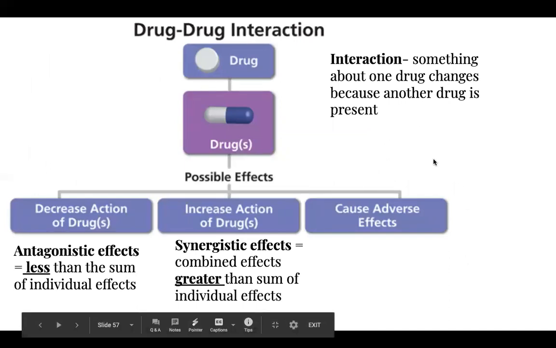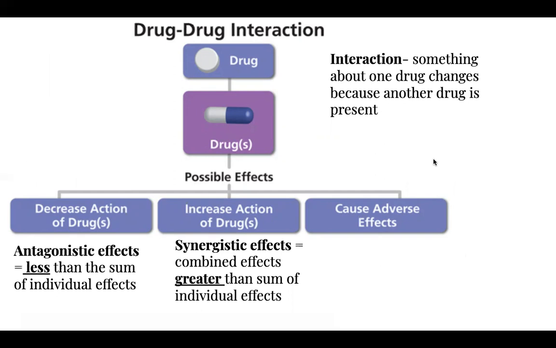All right, so drug interactions. So these are important to know. There's ones that are more concerning than others. But an interaction is about 2 drugs. So something about one drug changes because another drug is present. So we can have an antagonistic effect or a synergistic effect. Antagonistic effects means that the one drug makes the other one not work as well. Synergistic means that the 2 drugs together can cause a greater effect.